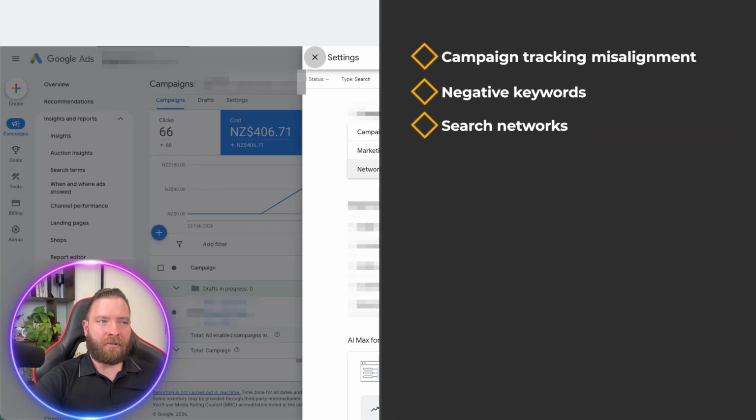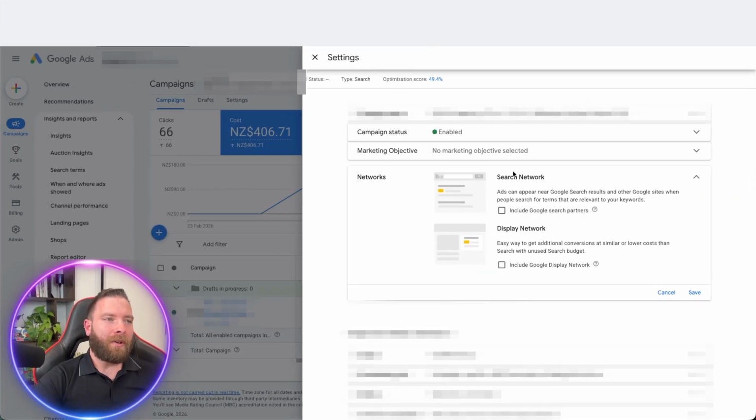So the next thing we see commonly is people having search networks enabled. If you go into the settings of your campaign, if these two are clicked, make sure these are turned off. These networks are Google's billion odd websites that show out your ads in a waste of space format.